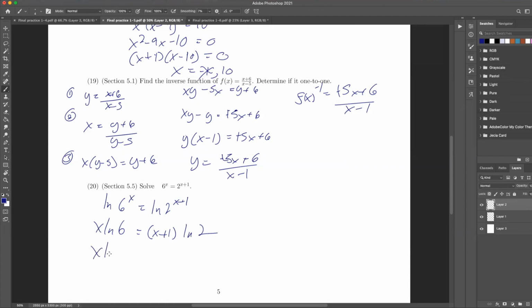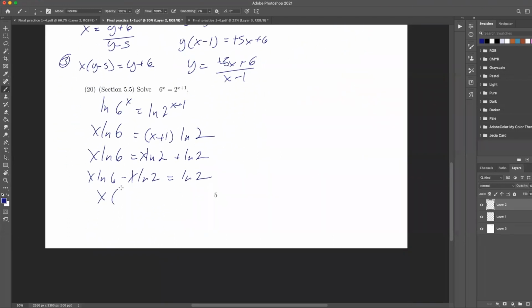We'll go ahead and distribute. So I have x ln of 6 equals x ln of 2 plus ln of 2. Move all the x's to one side, so I have x ln of 6 minus x ln of 2 equals ln of 2. Factor out the x. x times (ln of 6 minus ln of 2) equals ln of 2. And then just divide out, so I have x is equal to ln of 2 over ln of 6 minus ln of 2. And there you go.